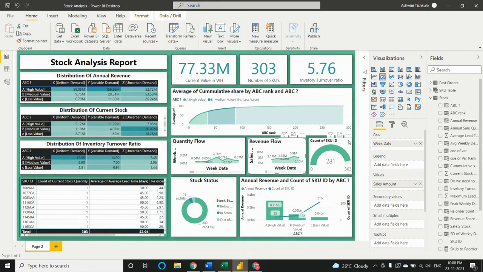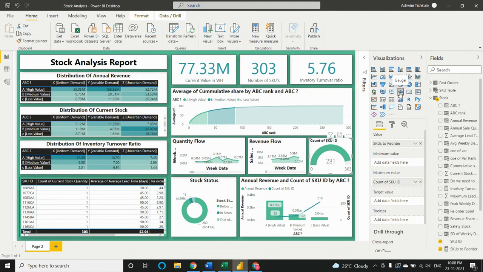Next is this, the gauge. I have taken it from the visualization pane, and here 281 is the SKUs to reorder. Okay, so for this I get this gauge, and then I have added the SKUs to reorder in the value, and the count of SKU ID in the maximum value. So maximum is 303, and the SKUs to reorder is 281.